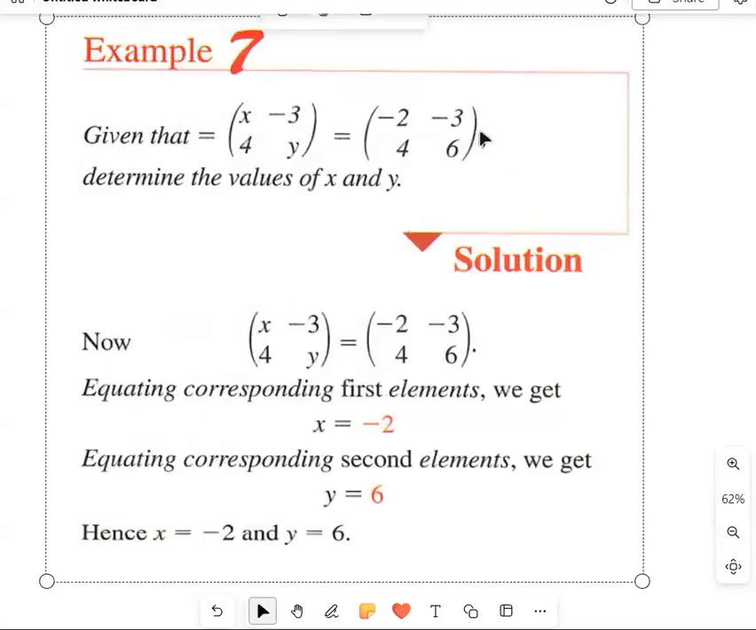You have this matrix, you have this matrix. They're telling you they're equal. And they want you to determine x and y. Well, as you see, x corresponds to -2 and y corresponds to 6. Simple as that. That's simple enough.